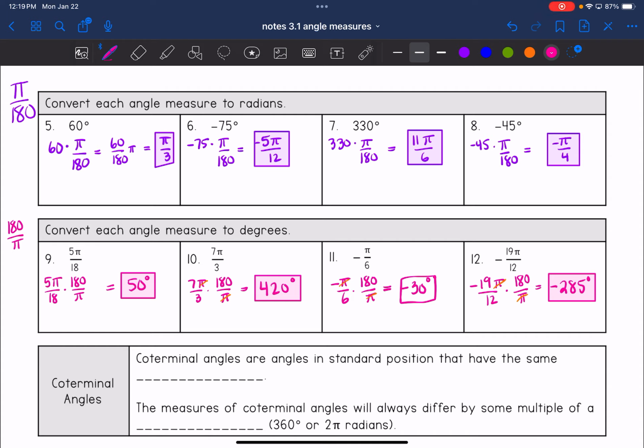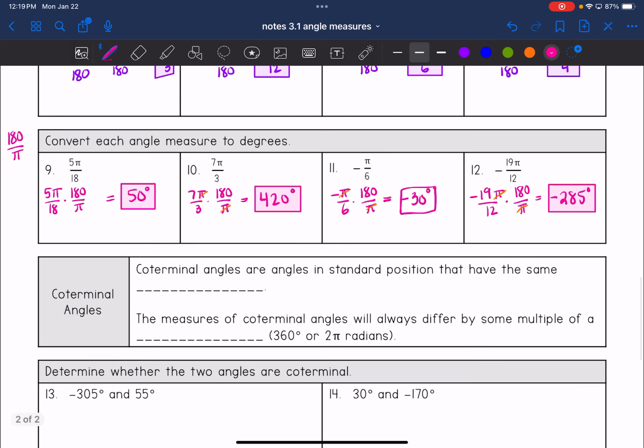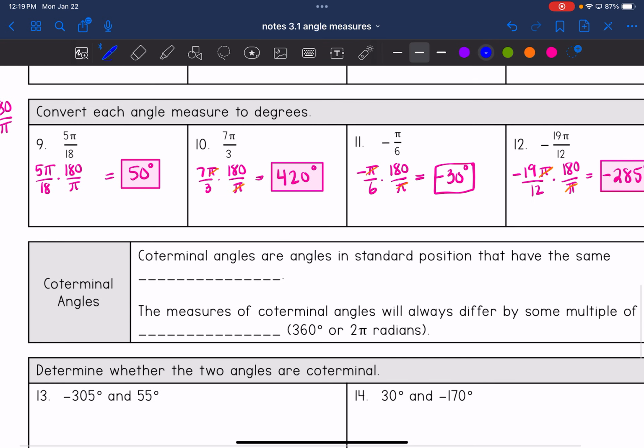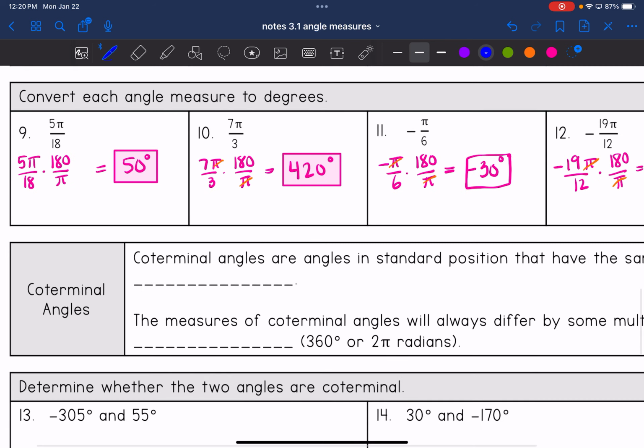Okay, last new thing that we're going to talk about are coterminal angles. And I believe that this is exactly what it sounds like. So if terminal means where they end, and we want angles that are coterminal, that means that we need angles in standard position that have the same terminal side. They're going to end in the same spot.